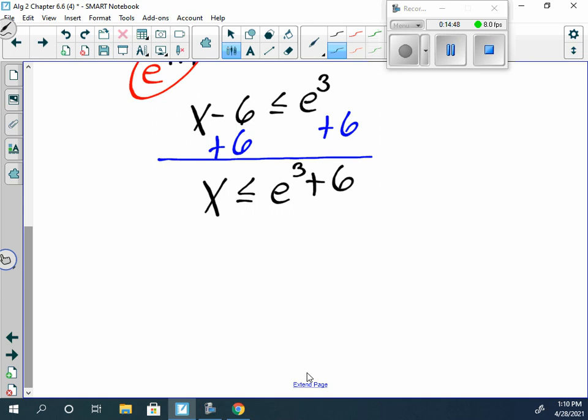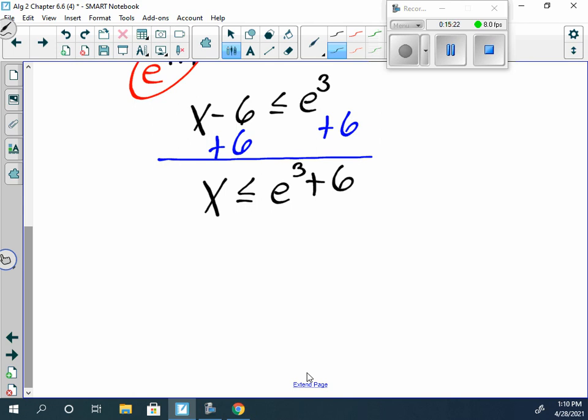Now, does this include negatives? Is -1 less than or equal to e to the third plus 6? So e to the third is going to be an irrational number, because it's 2.7. Well, 2 cubed is 8. 8 plus 6 is 14. It's going to be bigger than 14, but we know it's going to be a positive number. So if x is less than that, well, that includes any number less than 14.